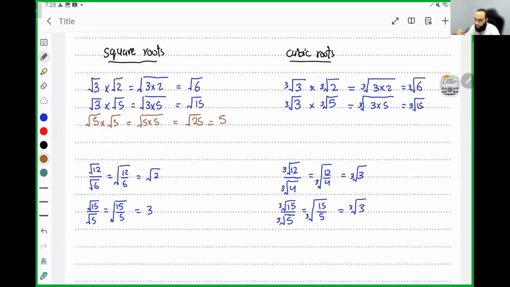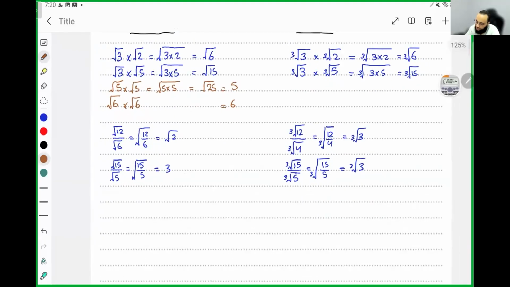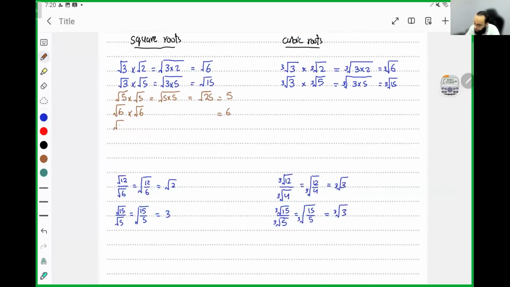That's why in the last session I told you if it is root 5 times root 5, put it 5. If it is root 6 times root 6, put it 6. If it is root 7 times root 7, put it 7.